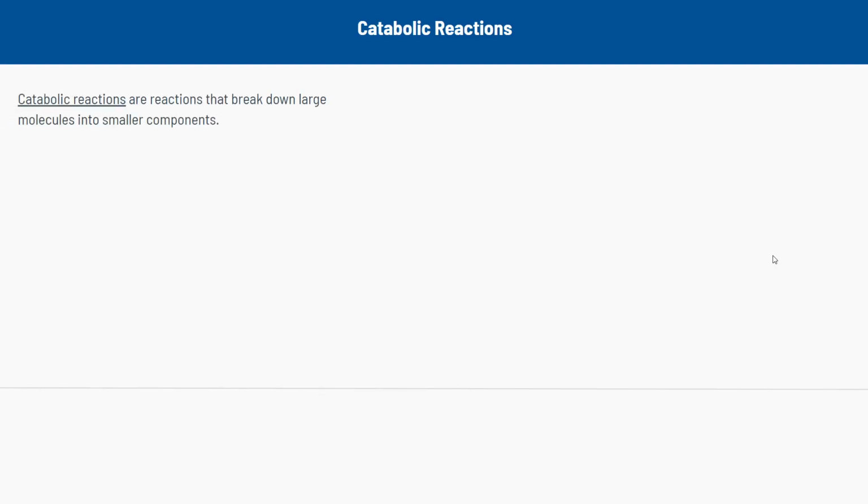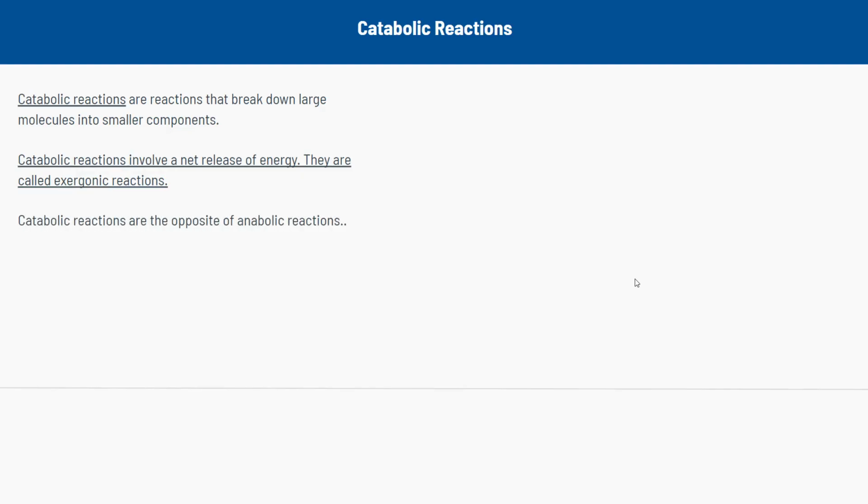Getting to catabolic reactions, those reactions actually break down large molecules into smaller components. So for example, like I used before, cellular respiration. They involve the net release of energy. They're called exergonic reactions. And these reactions are the opposite, of course, of anabolic reactions. So the main takeaway of this lesson is knowing the difference of these types of reactions and what is being used as an input, slash reactant, and what is being produced, slash product.